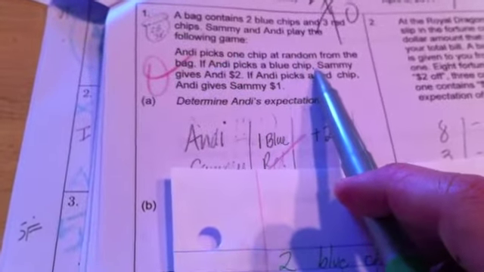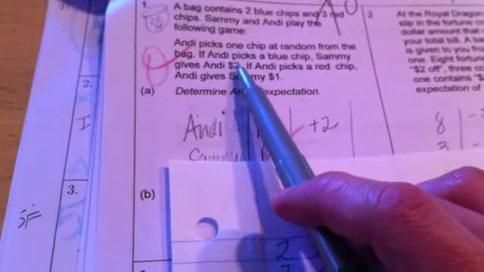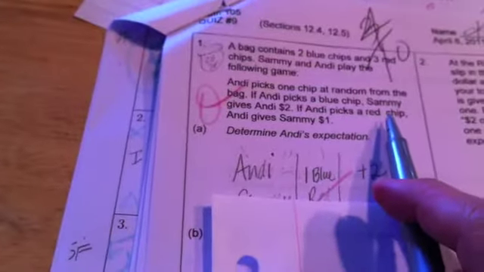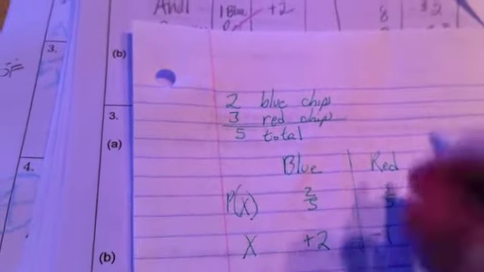Now what happens when we get these is if Andy picks a blue chip, Sammy gives Andy $2. So Andy would come out $2 ahead. So he would gain 2. But if Andy picks a red chip, Andy gives Sammy $1. So if a red chip is picked, Andy would lose 1.